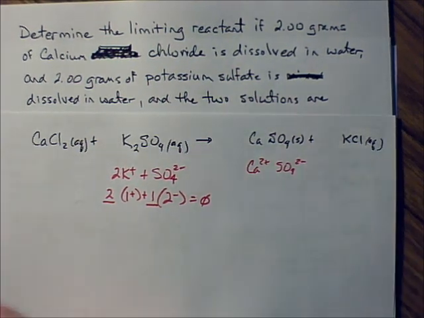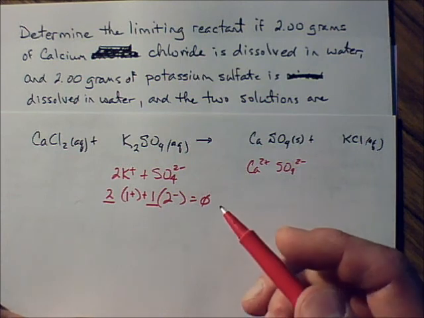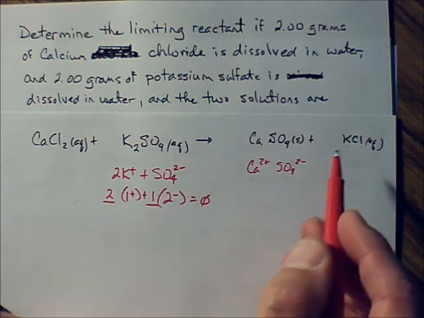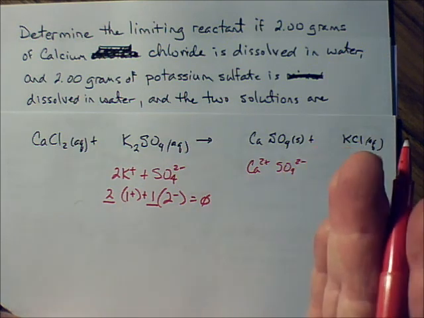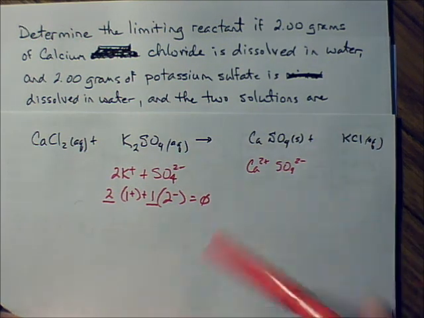How about calcium and chloride? What ratio do we need of those? Both of them, this is 1 positive, this is 1 negative. That's already balanced, since the charges are the same, they balance each other out. Okay?